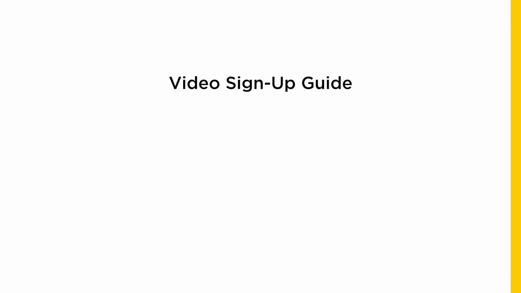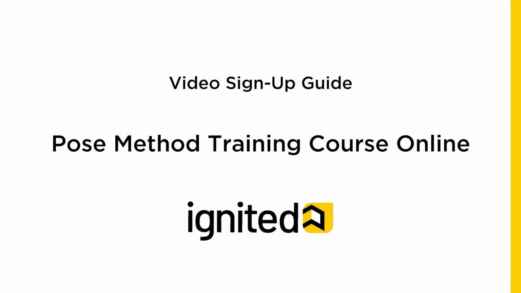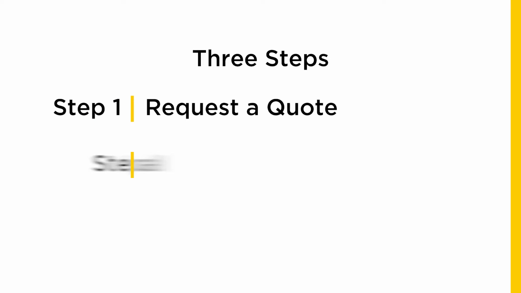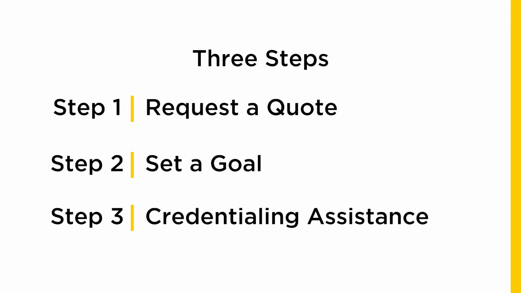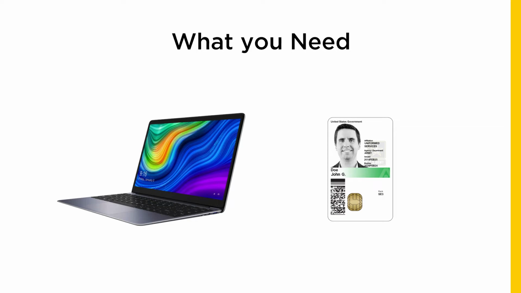This video will walk you through the process of signing up for the POSE method of running training course online via ArmyIgnitED. This process consists of 3 steps: requesting a quote, setting a goal, and requesting credentialing assistance. To sign up for this course, you will need a computer and your government ID.